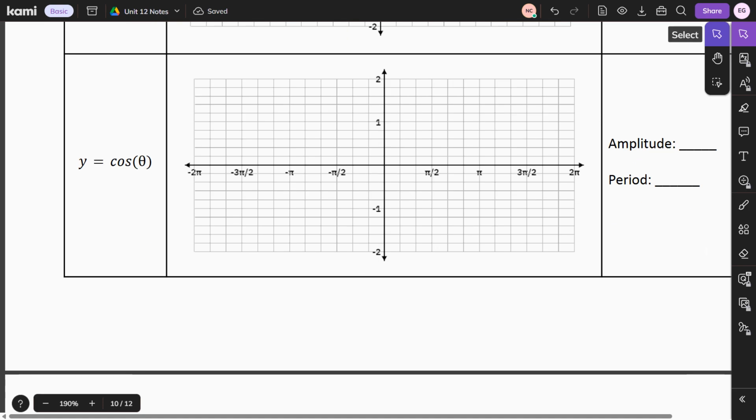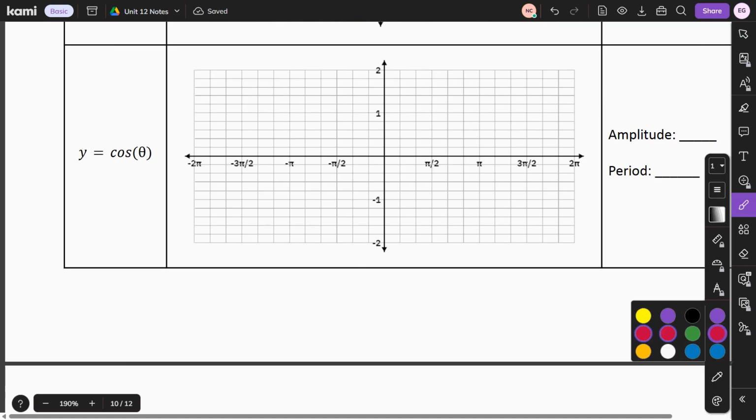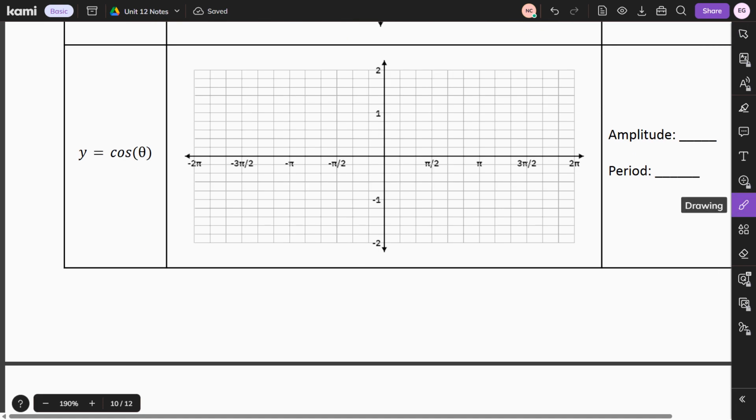Cosine is going to look very, very similar. We're going to do the same thing. We're going to go along the unit circle and find some values. For cosine, though, it's the x value that we're looking at. So at 0, cosine is equal to 1. And then at pi over 2, it's 0, pi, -1, and so on.